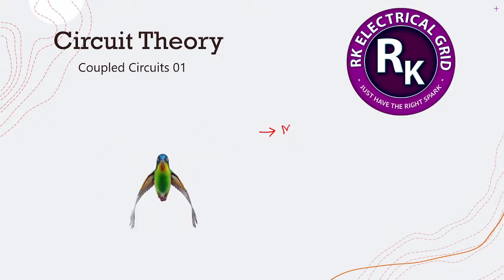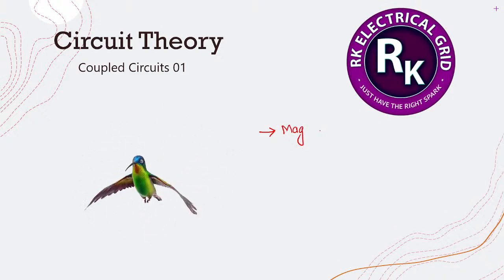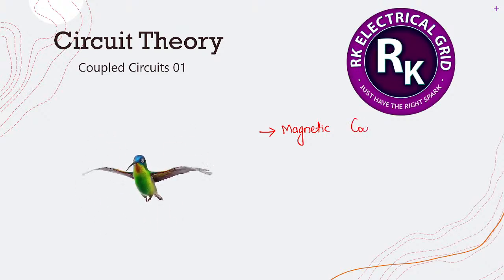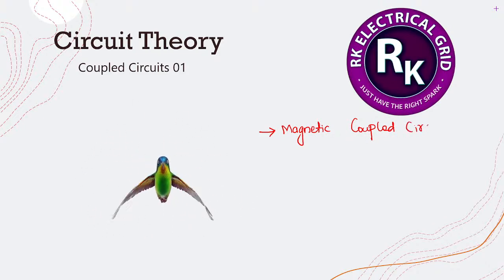Let us start this session. In today's class, we are going to revise one more beautiful chapter that is simply called magnetically coupled circuits. First of all, what is this magnetically coupled circuit?